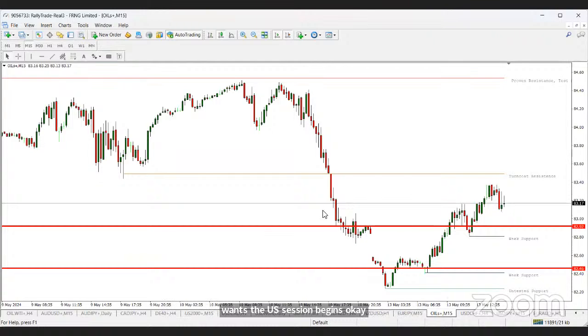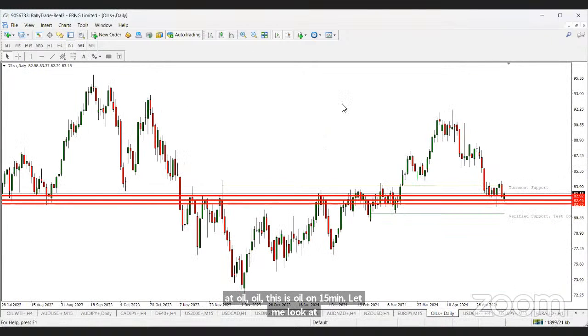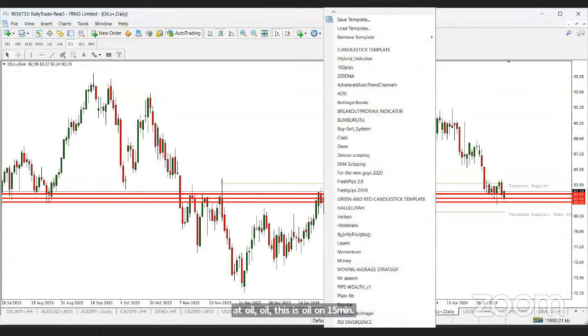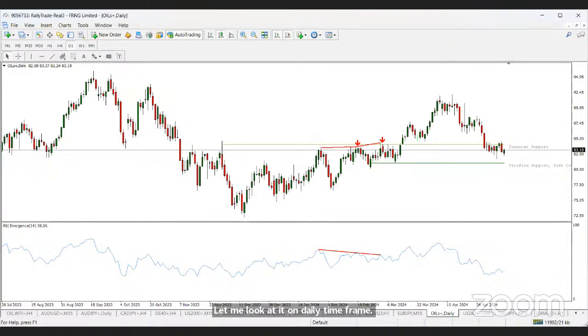Then finally, we'll look at oil. This is oil on 15 minutes. Let me look at it on daily time frame. Now, if you look at oil, you'll notice that after this bullish run that oil did, oil got here. From this place, oil sold, retraced, and sold lower. Retraced, sold lower. You understand?